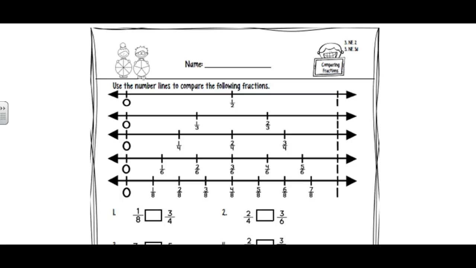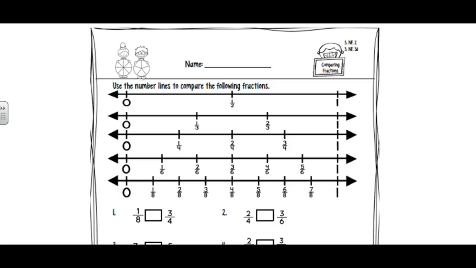Okay, so now we're going to move on to the sheets that I gave you. It's a front and a back sheet. This side is just working with the number lines, and just like I showed you, the one that is closer to 1/2 is going to be the fraction that is more.